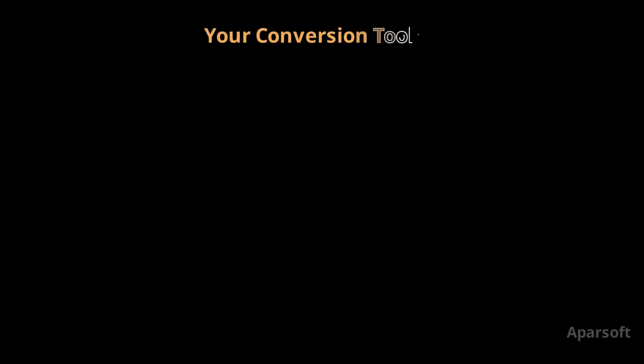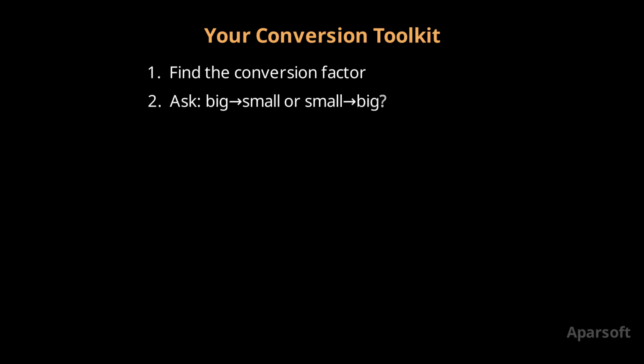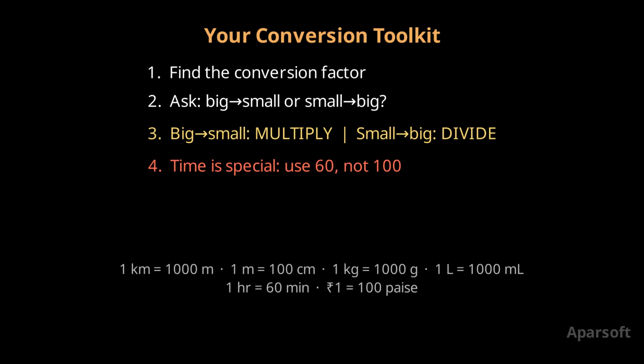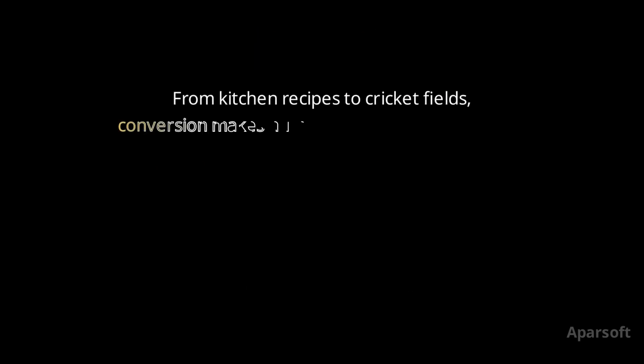Here is your toolkit. Step 1. Find the conversion factor. Step 2. Ask yourself, am I going bigger to smaller or smaller to bigger? Step 3. Bigger to smaller means multiply. Smaller to bigger means divide. And remember, time is special. It uses 60, not 100. Keep these factors handy and practice until conversions become second nature. From kitchen recipes to cricket fields, conversion is the skill that makes numbers work in the real world.